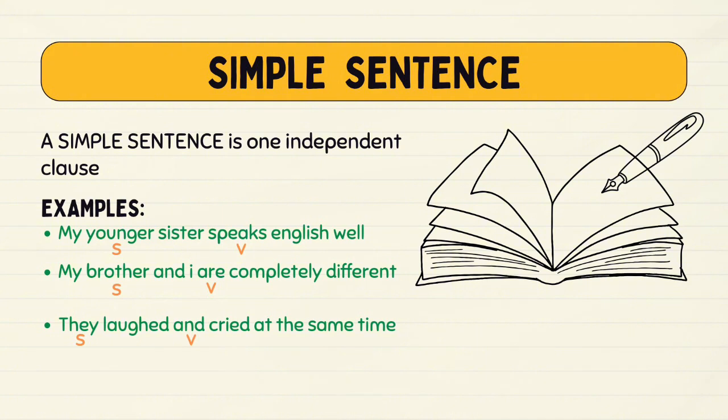The second example, my brother and I are completely different. In this sentence, my brother and I is the subject, are is the verb. The third, they laughed and cried at the same time. In this sentence, they is the subject, laughed and cried are the verb. The sentences have one pair of subject and verb, so we call them simple sentences.